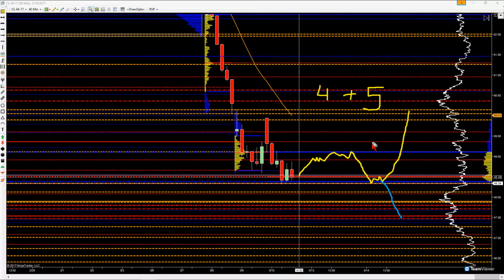But the key is we're opening inside value, so we're going to expect to test either end of the value area, see if that offers any support or resistance. Bottom end of the value area also coincides right next to overnight VPOC and Friday's low. So we have a few levels bunching together there. The upper end of value from Friday coincides with the overnight high. So we have a couple of levels converging there. We're going to see which one of those ultimately break first, and then we're going to try to react to it accordingly.